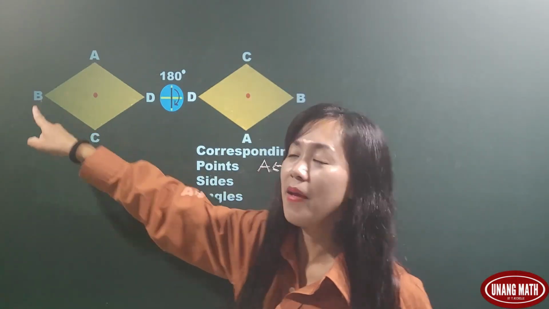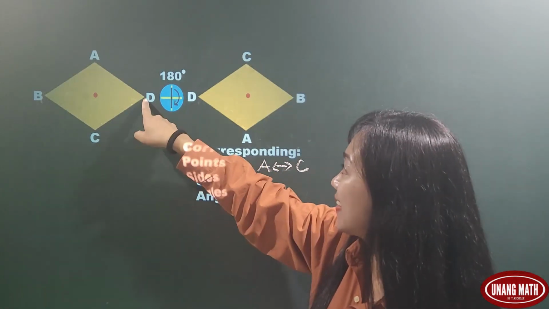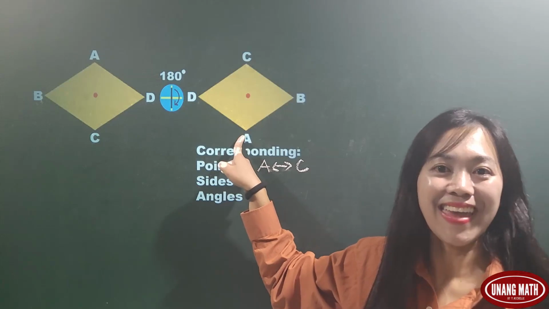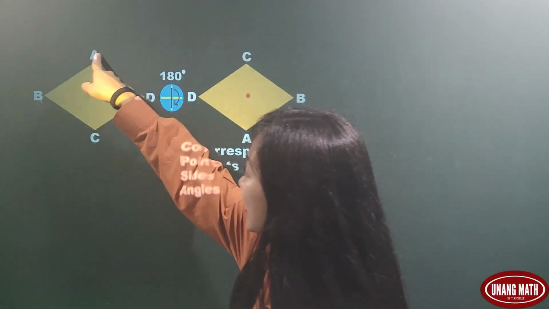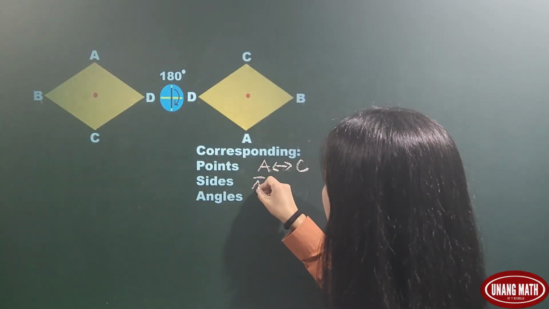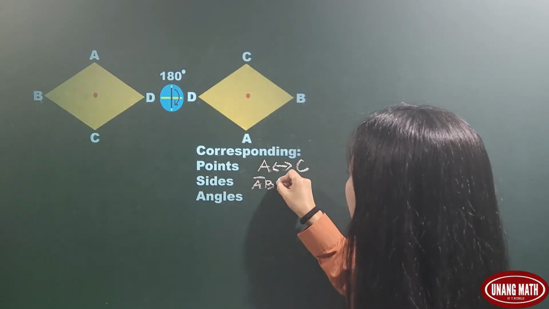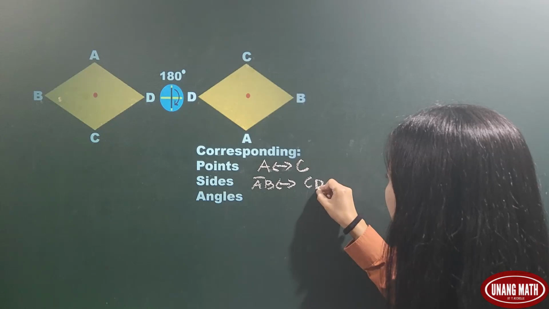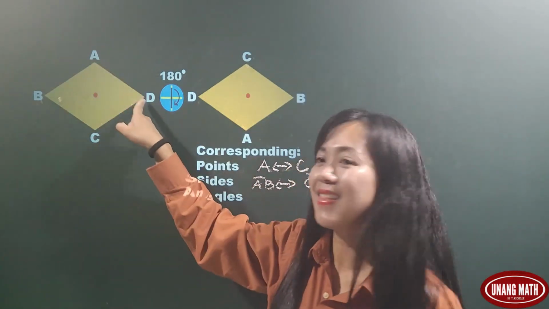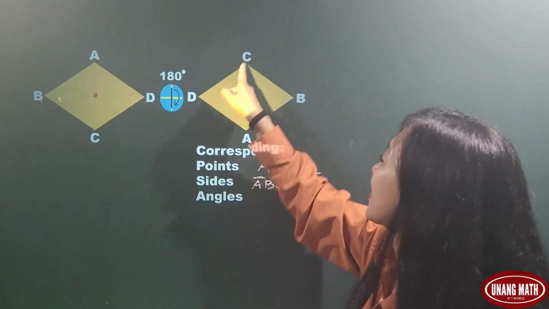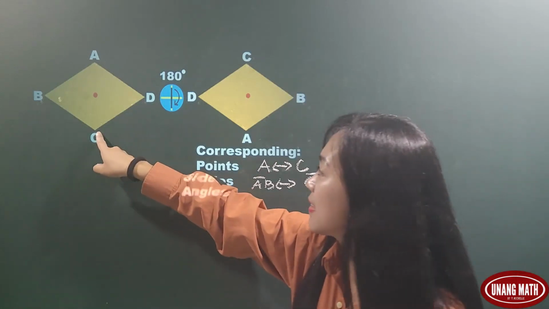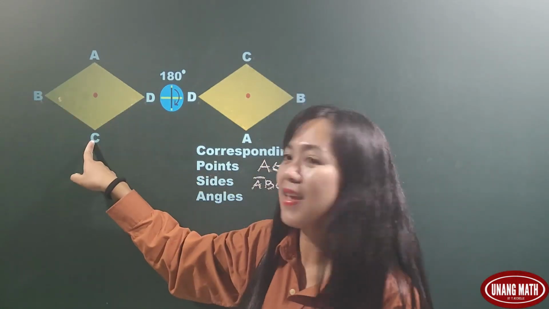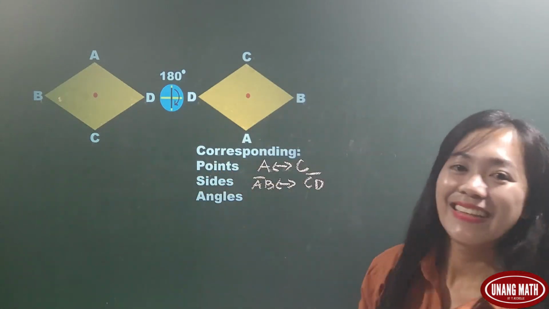Ang point B corresponds to D. Ang D, katumbas ay B. Ang C, ang katumbas ay A. Okay, how about ang side na AB? Okay, side AB here, okay, corresponds, okay, to side CD. Okay, ang side AD, ang katumbas nito ay ang side CB. Ang side na CD, ang katumbas ay AB. BC, ang katumbas ay DA.